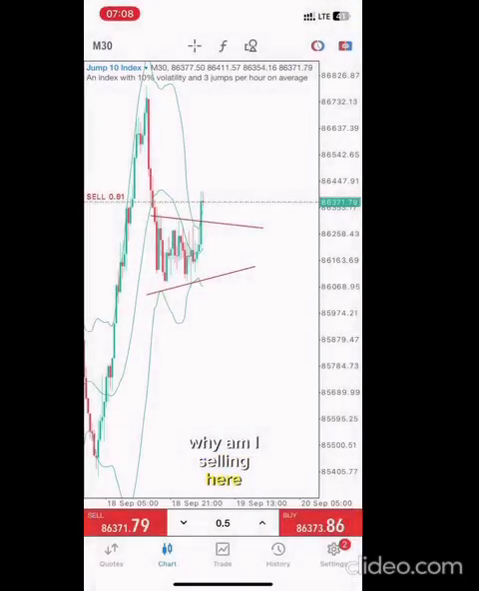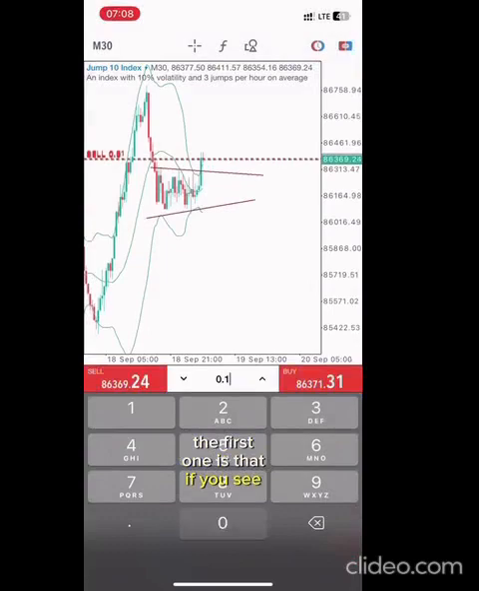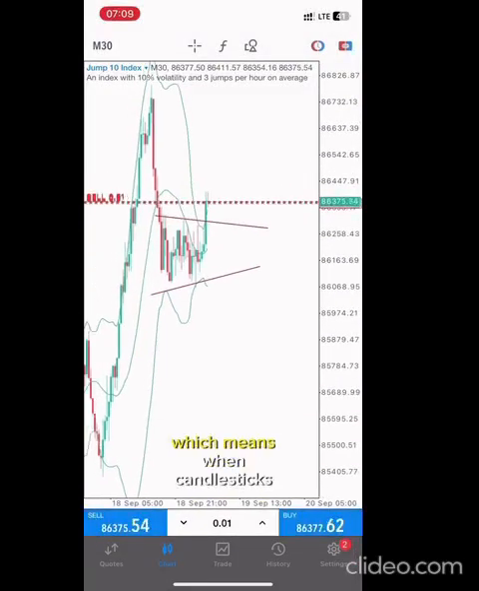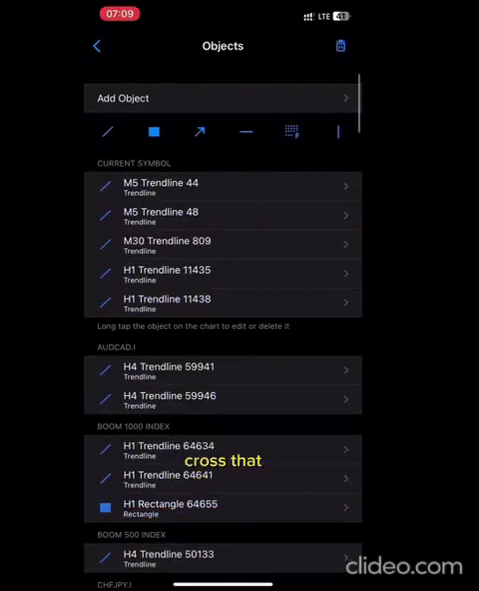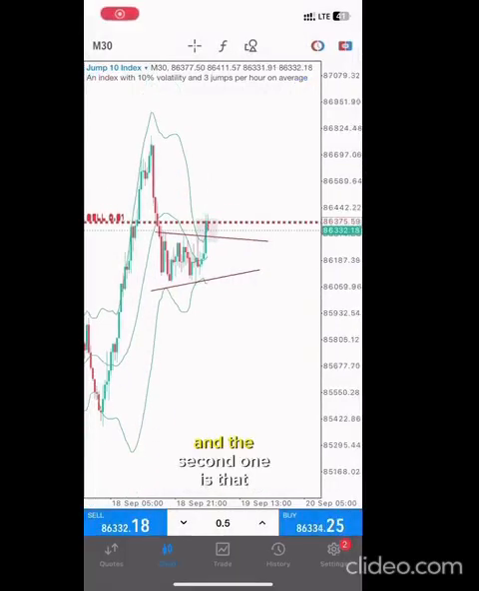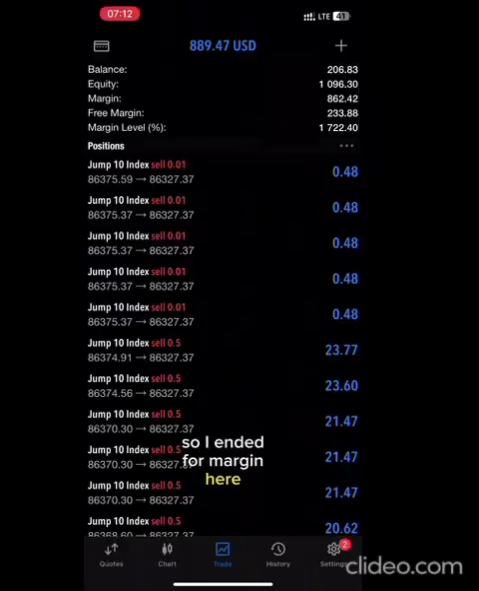Why am I selling here? Well, there are two reasons. The first one is that if you see the Bollinger Band, this is the top Bollinger Band, which means when candlesticks cross that, when the price crosses that, it's bound to retest and come back with a retest. And the second one is that it has managed to break the trend line, and after breaking, it comes down with a retest. So I entered full margin here.